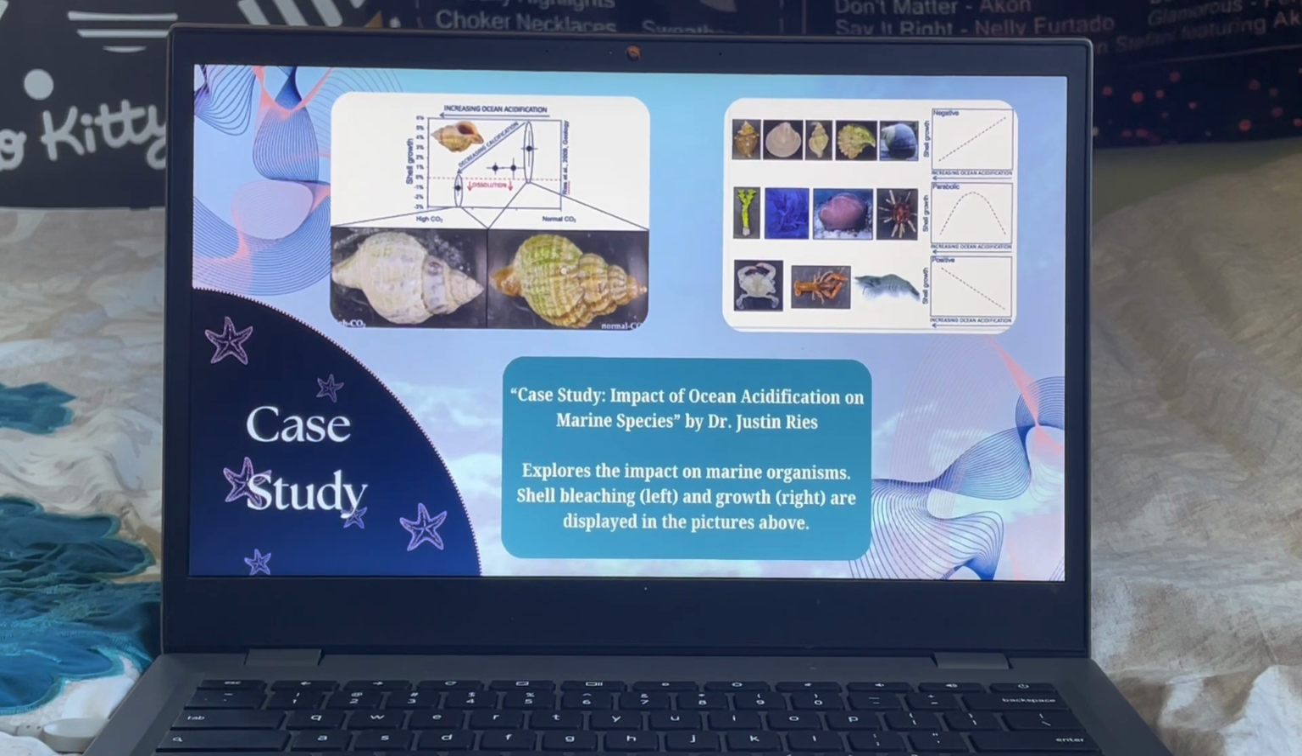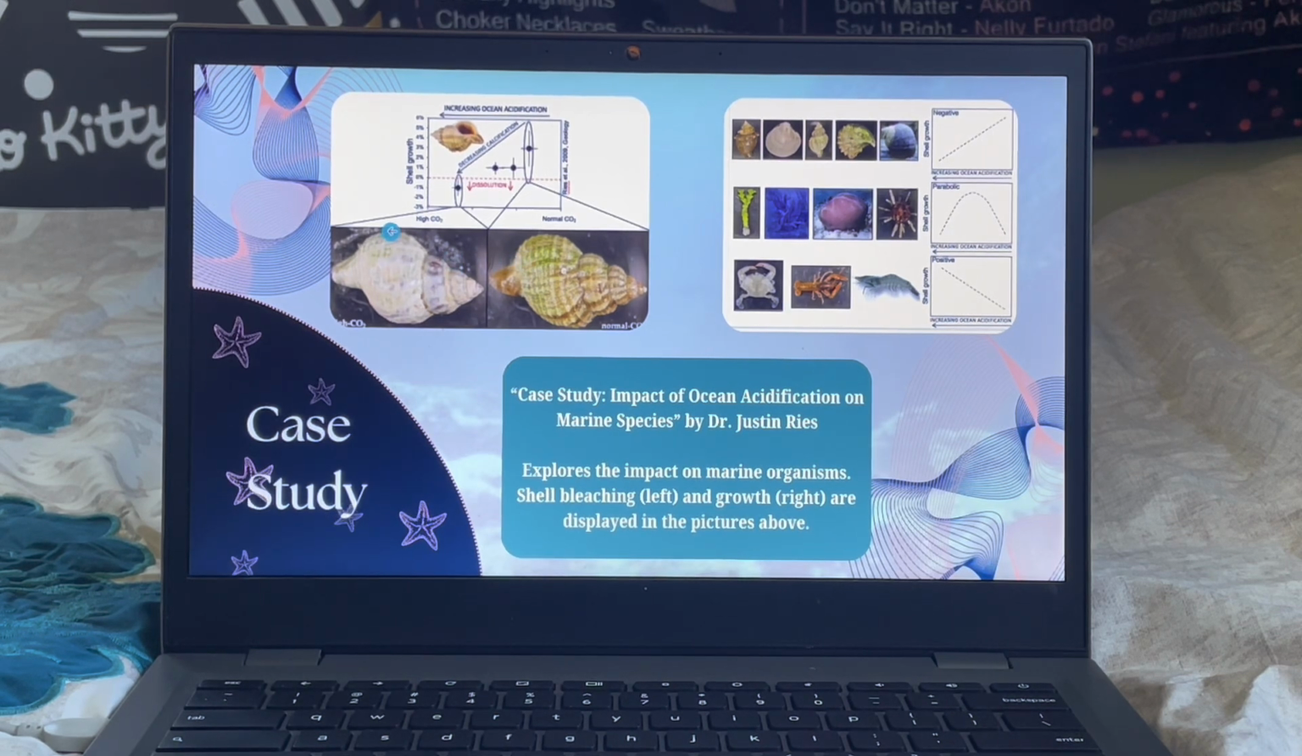In this case study, Impact of Ocean Acidification on Marine Species by Dr. Justin Rise, there are two visuals provided. On the left of the screen, here is a normal shell with a normal carbon intake, and here is a shell with a high carbon intake. For this shell right here, you can tell that the color is a lot more vivid and the lines are a lot more rigid. It's a lot more defined and overall just healthy looking.